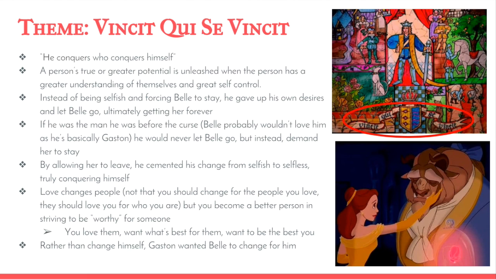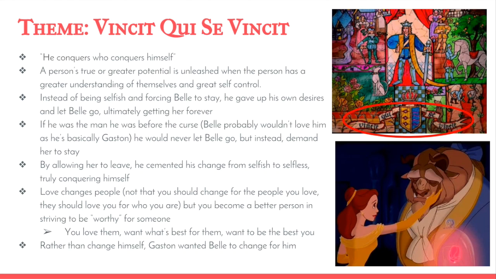And here we have the other theme of the film. I do not speak Latin, but I can assume the theme that I chose is Vincit qui se vincit. One day I was watching the film and I noticed that little banner in one of the title slides of the prologue. I looked it up on Google, and it means he conquers who conquers himself. Basically, this means that a person's true potential is unleashed when they have a greater understanding of themselves and great self control. So Beast really had to learn that self control. I mean, before he had no love in his heart, he was selfish and mean, and almost unforgiving.